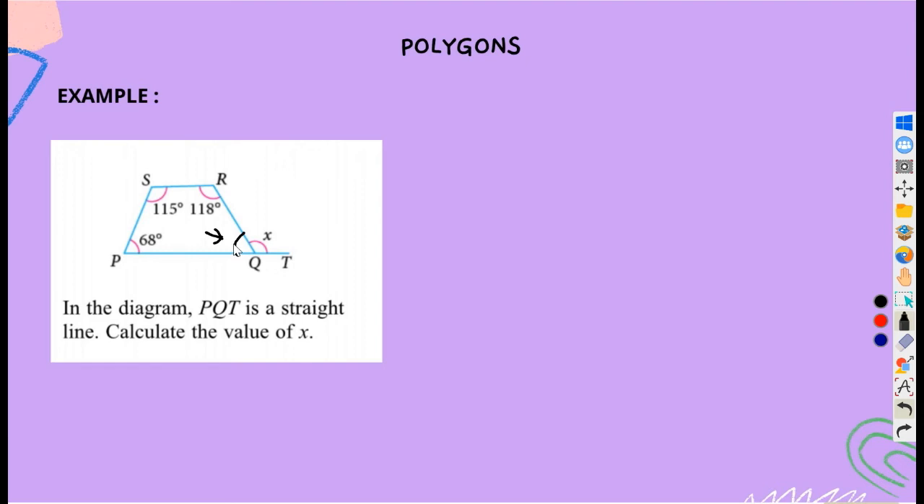The interior angles of the quadrilateral add up to 360. Let's assume this one is Y. So Y plus 68 plus 115 plus 118 equals 360 degrees.